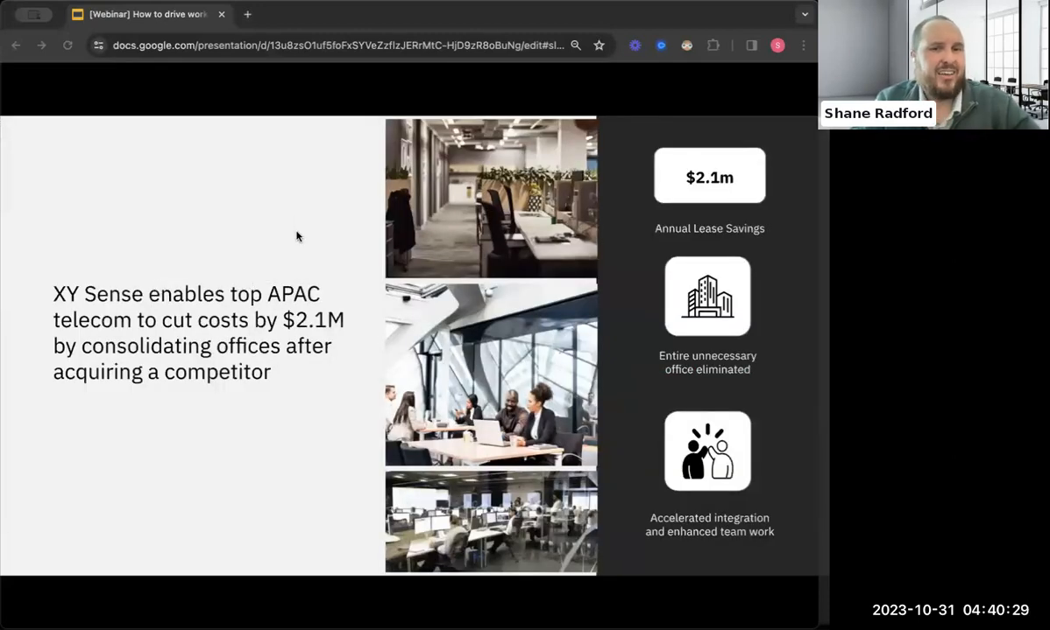A leading APAC telecom acquired a competitor and began the process of integration, hoping to improve agility and collaboration by consolidating all staff in a single office. The goal was to sublet or release the 38,000 square meters office of the acquired company and minimize space and expense when relocating the acquired team. XY Sense data showed that if the business moved to flexible seating arrangements, they could easily accommodate the other teams in the existing location without adding space.